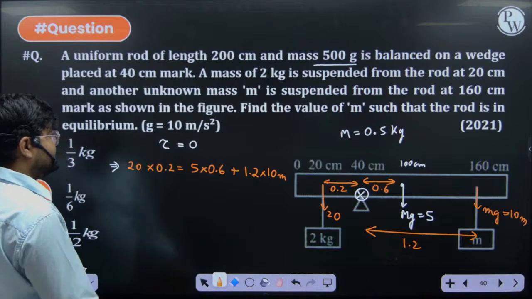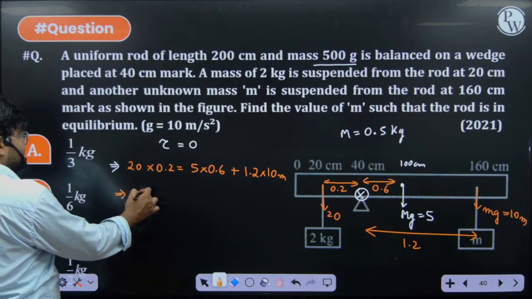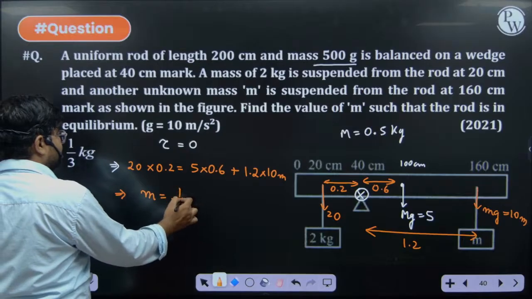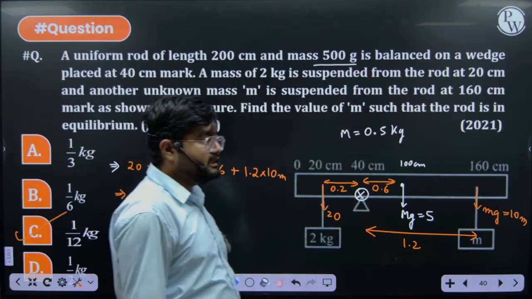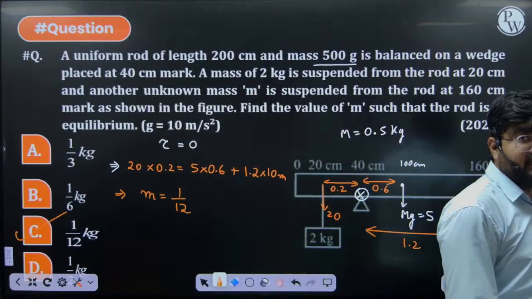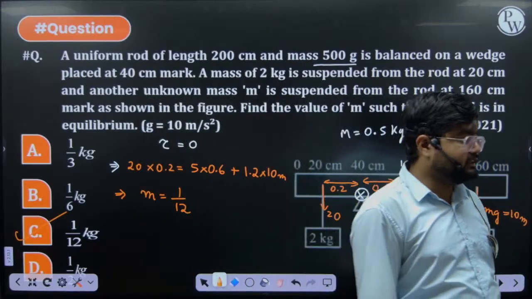Now we can just solve this equation and we will see that the answer comes out as 1 by 12 kgs. Option C is correct here. This was asked in NEET 2021.